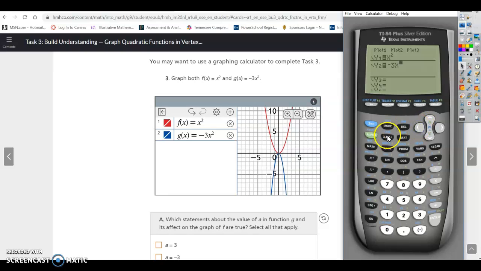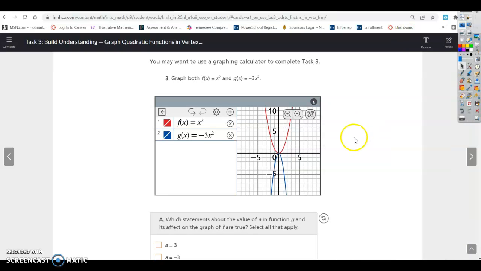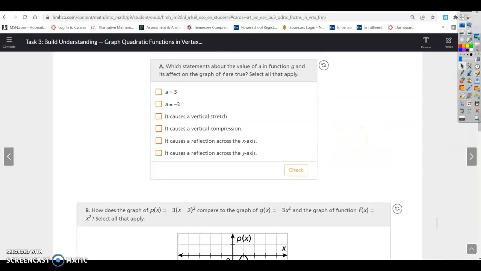I hit the wrong button there. Make sure x squared. Well, shoot. Let's try that one more time. Okay, x squared and negative 3x squared. So then we're going to hit graph. And it's going to graph just like here, but in your calculator. So those are easy to graph. If you have a graphing calculator, please practice doing so because that can be helpful to look at the graph.